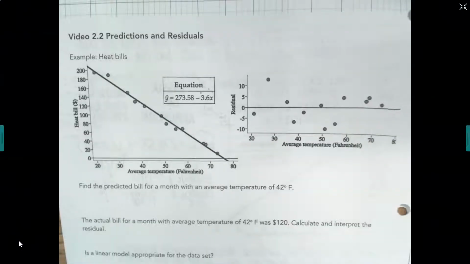To video 2.2, predictions and residuals. In this video, we're going to make some predictions using a regression line and talk about some residuals.